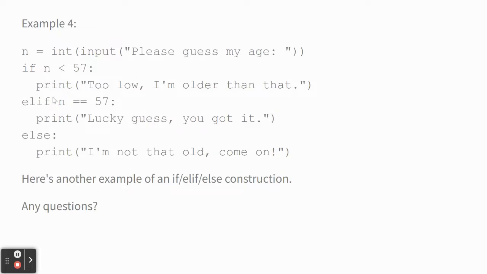Here's another example. Please guess my age. Remember, this was an example I did before, but I did it with three ifs. So this is if n is less than 57, too low. If it's equal to 57, lucky guess. Otherwise, I'm not that old. With a number, it's either less than, greater than, or equal. There's no fourth state. So this works great with if, elif, else.